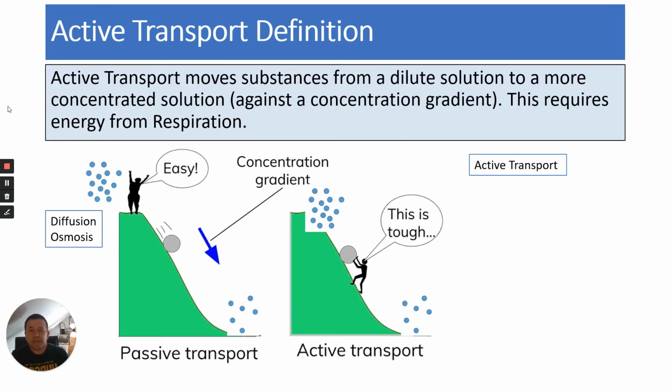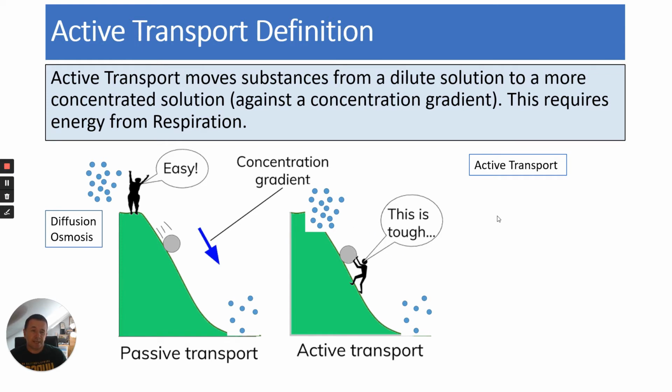What I like to think about active transport is a hill. Here we have a hill, and you can see in diffusion and osmosis that there is a higher concentration of molecules, and they can move down the hill to a lower concentration, and it doesn't require any extra energy. That's known as passive transport.